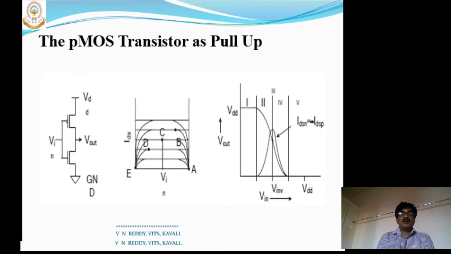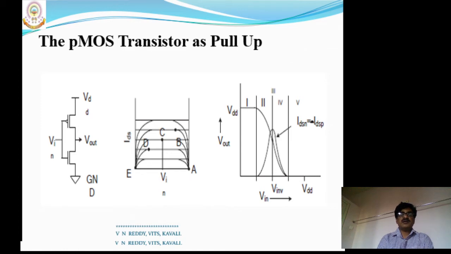Now let us see the operation of the CMOS inverter, that is, an NMOS inverter with PMOS as a pull-up device. The resultant circuit is called a CMOS inverter. The first diagram is the CMOS inverter diagram. The last one is the inverter characteristics and the flow of current between VDD and ground.